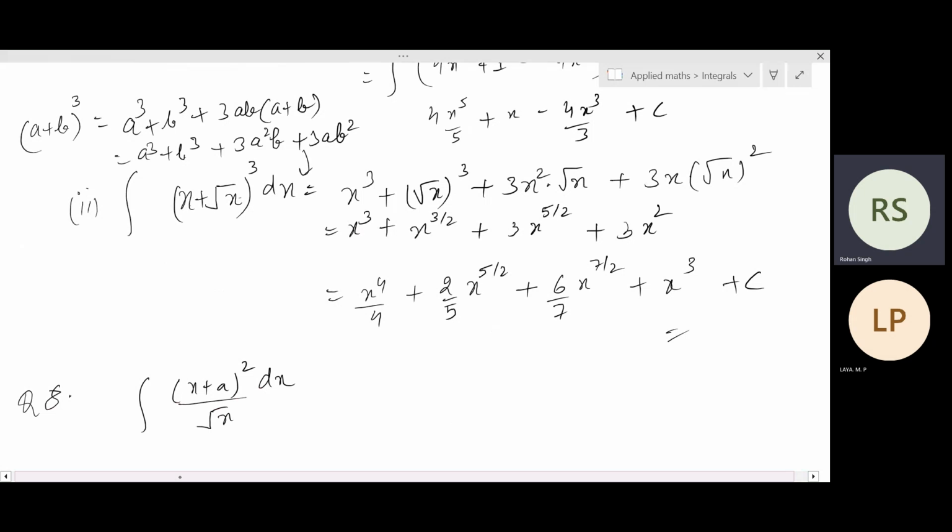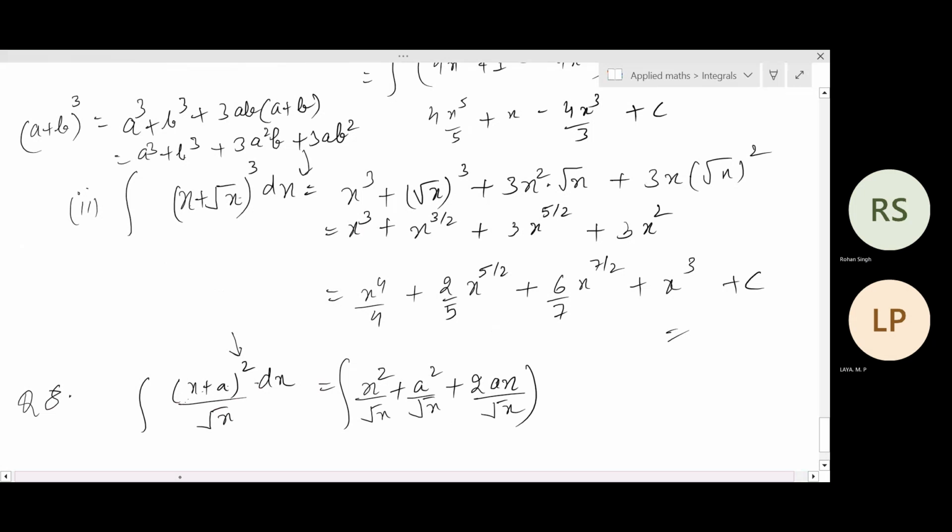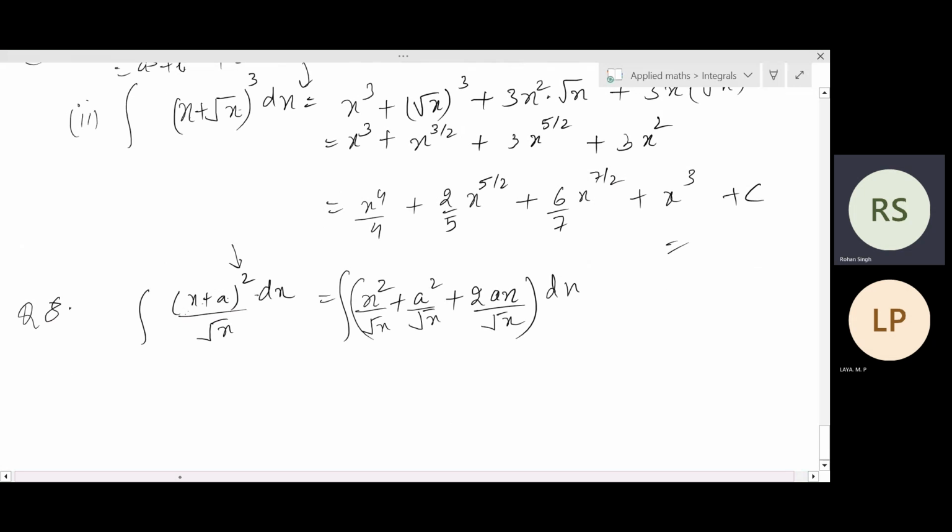By first of all simplifying this square, and then taking the square root of x over all of the three terms that we are getting, right? So we can write x square plus a square plus 2ax, that is the expansion of the whole square, and then we can take the square root of x over this term, over this term, over this term, and write dx, right?